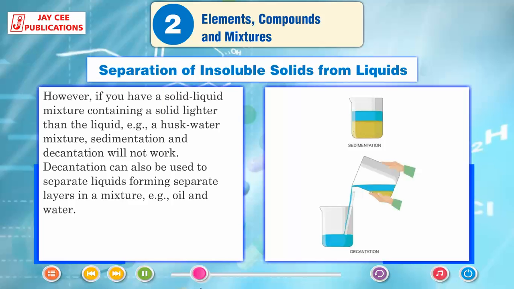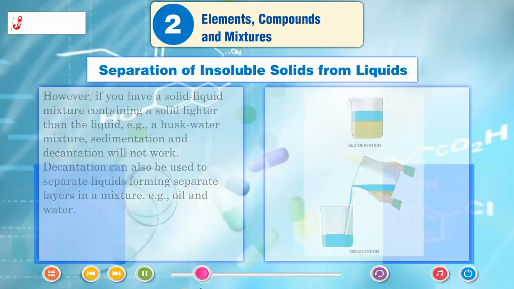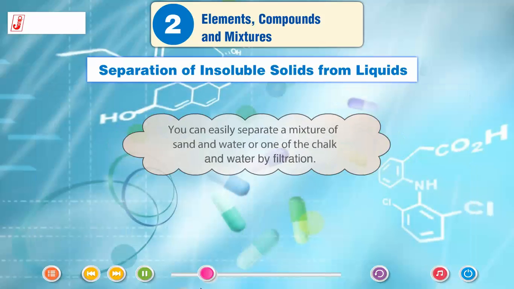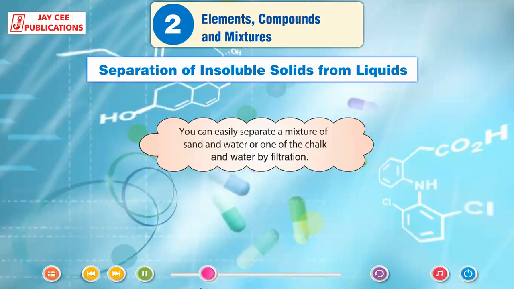Decantation can also be used to separate liquids forming separate layers in a mixture, for example, oil and water. Filtration. By decantation, a liquid is not completely separated from an insoluble solid. Filtration is a better method. You can easily separate a mixture of sand and water or one of chalk and water by filtration.